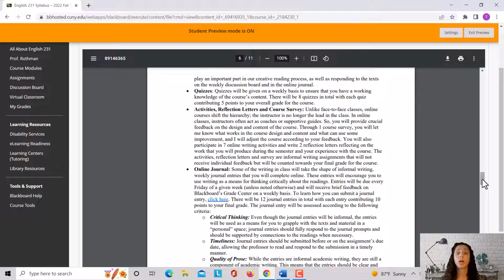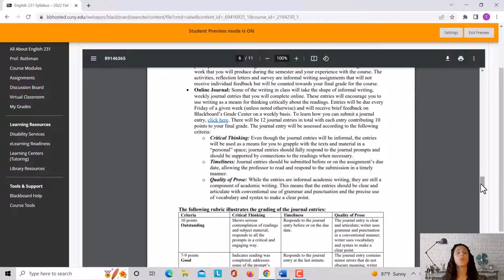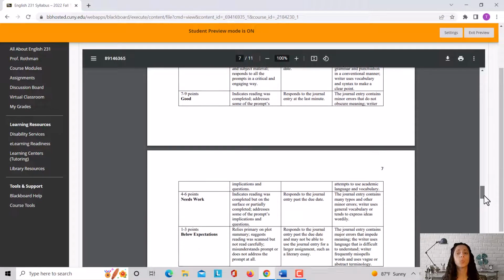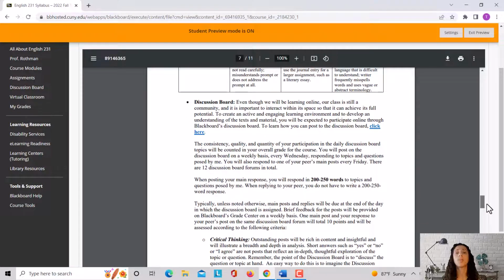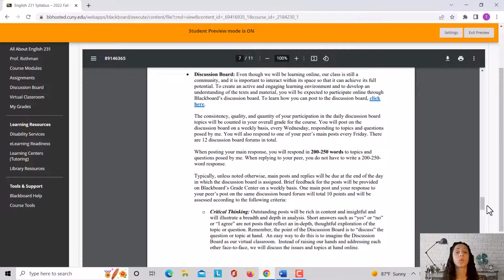There's also an online journal, which will be informal writing. So it's a journal that you'll be keeping online. And you can click there to see how you can submit your journal. There are going to be 12 journal entries in total, with each entry contributing 10 points to your final grade. I also have a rubric which illustrates how I will grade the journal entries. You can take a look at that on your own. I look at these 3 criteria: critical thinking, timeliness, and quality of prose. But be sure to look at that rubric, and if you have any questions, you can always email me or post them in the class questions forum.